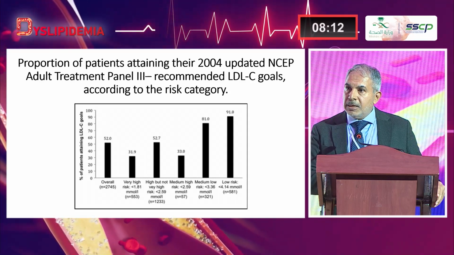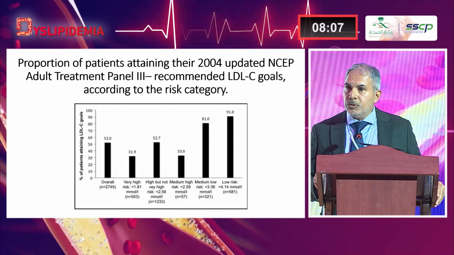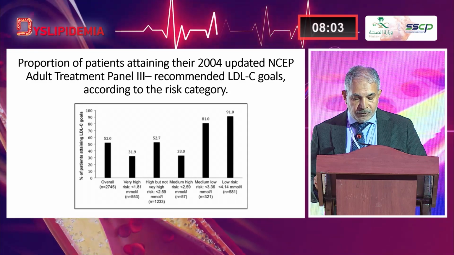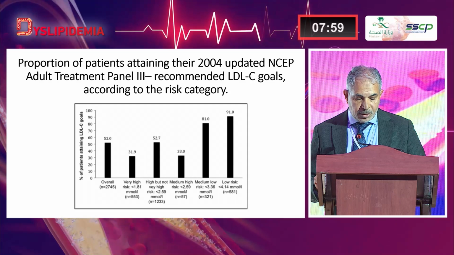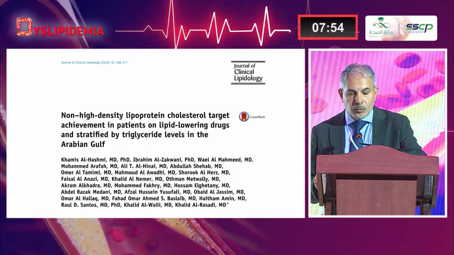Even for that, at that time, the very high risk was controlled in only 31% and the high risk in 52%. The very high risk today would only be qualified as high risk, and the high risk would qualify as moderate risk. So we were not doing very well at all.